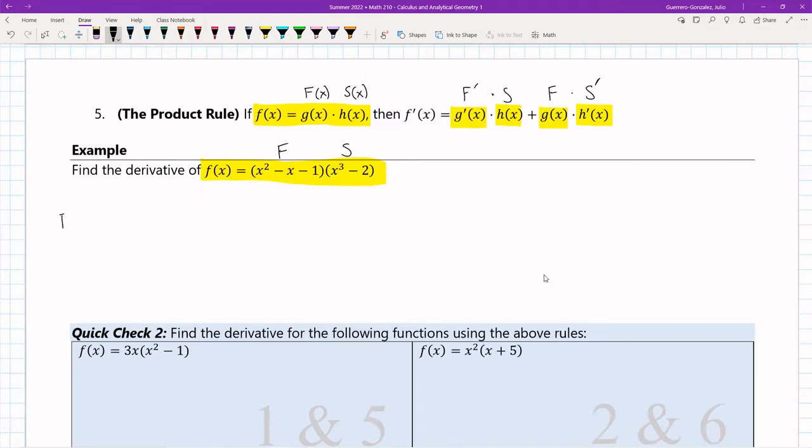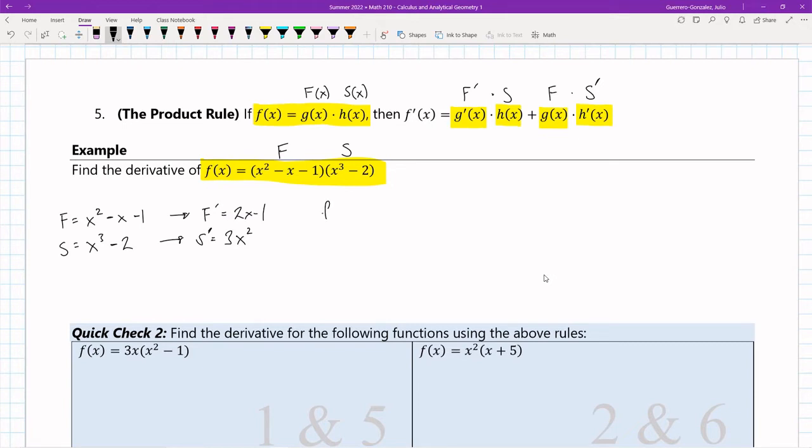So if f is x squared minus x minus 1, right? Then f prime, the derivative of the first function, is 2x minus 1. And if I call the second x cubed minus 2, then s prime, the derivative of the second, is going to be 3x squared. Okay? So now I just get to follow the product rule to complete my derivative.